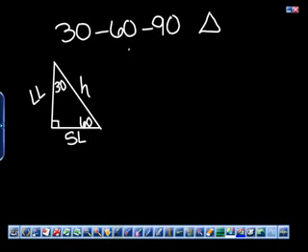All right, there are 3 formulas I'm going to give you. Here's your first equation. You're going to take the hypotenuse. It will be the same thing as doubling the short leg. So if you have the short leg and multiply it by 2, you will get the hypotenuse.